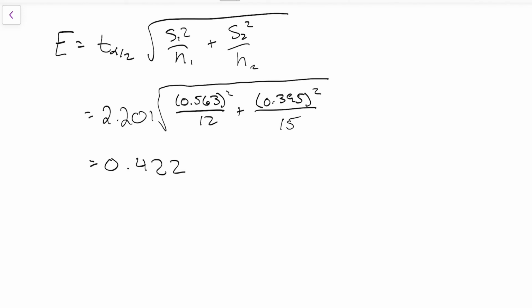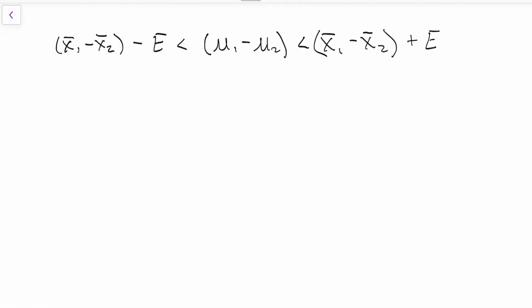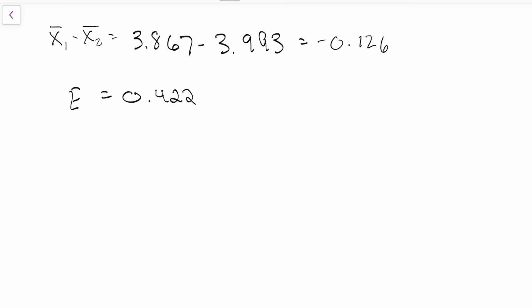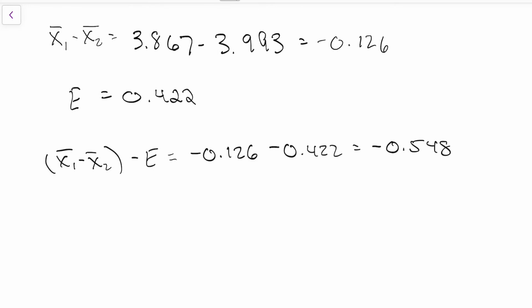Let's build our confidence interval given this margin of error. To build the confidence interval around the difference between the two population means, we will take the difference between the two sample means and subtract our margin of error, and the difference between the two sample means and add our margin of error. If we compute the difference between the two sample means, we'll get negative 0.124 with a margin of error, again, calculated previously, of 0.442. Therefore, our lower bound for our confidence interval is negative 0.548.